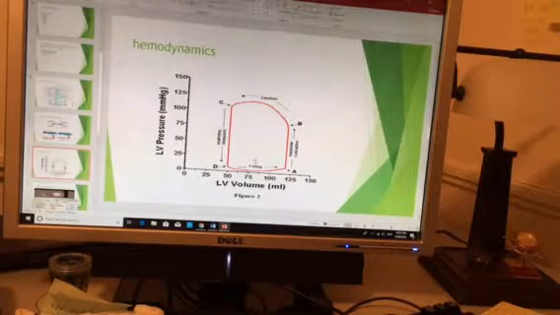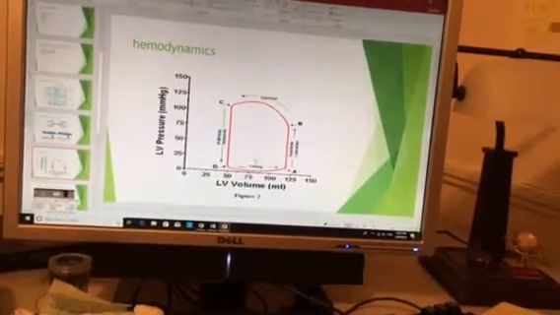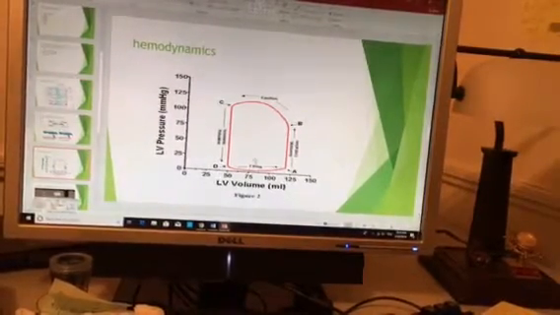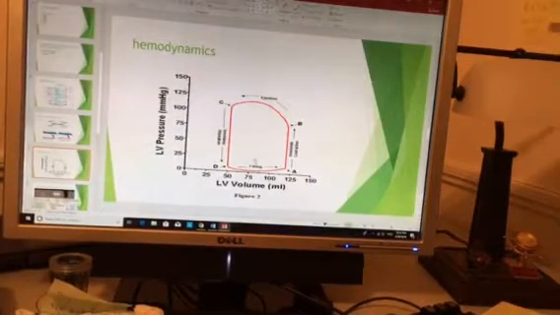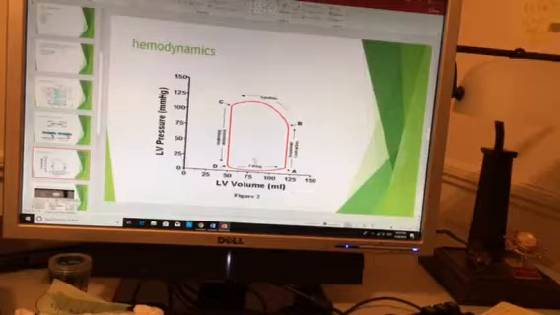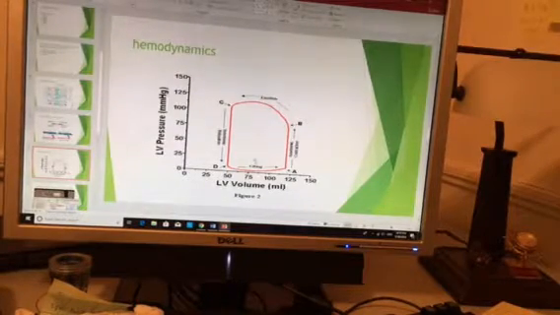Diastolic dysfunction, with pure diastolic heart failure: left ventricular end-systolic volume and stroke volume are preserved. There is, however, an abnormal increase in left ventricular diastolic pressure at any given volume.